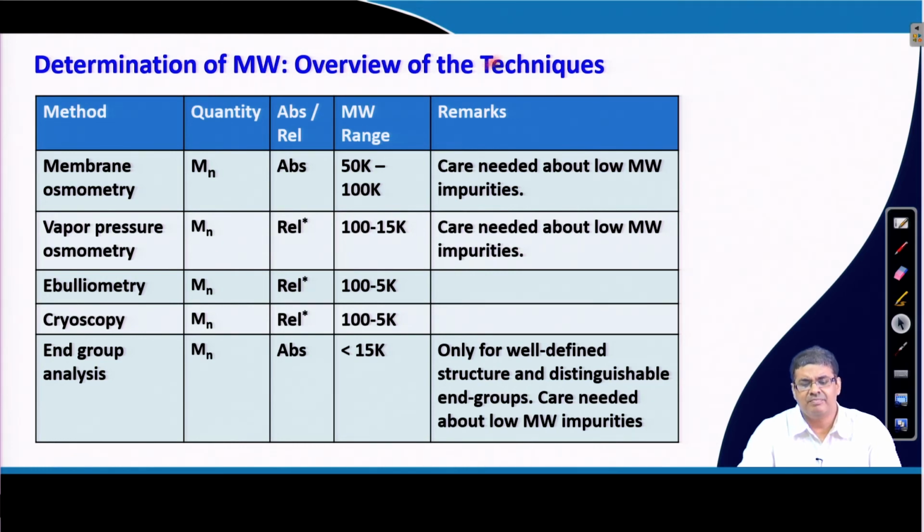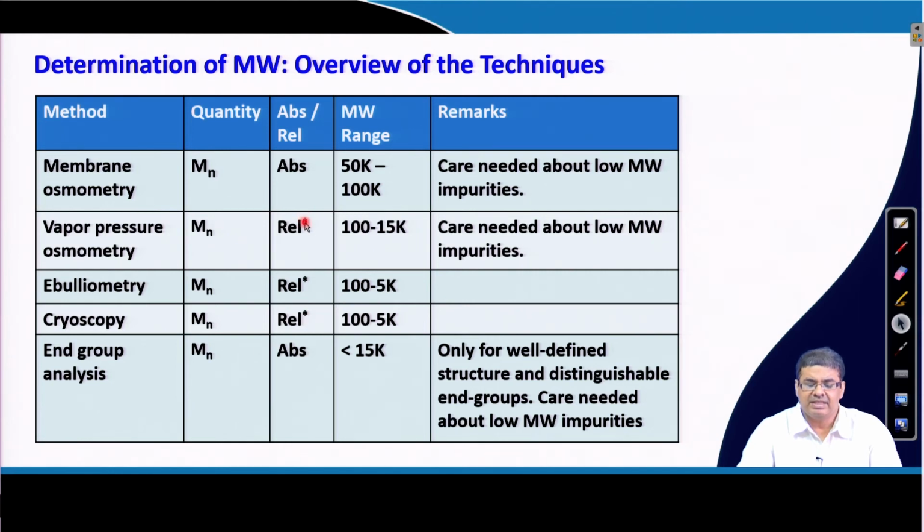So, I will give you the overview of the various techniques. These first 4 techniques are based on measuring the colligative properties of polymer solution, which depends on the number of solute molecules, in this case polymer molecules in solution. So, these techniques give number average molecular weight. Membrane osmometry is an absolute technique, whereas the other 3 are relative techniques.